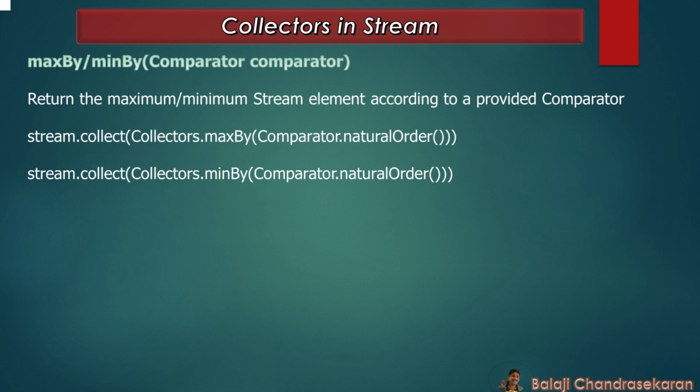The Optional object returned by these collectors allows handling cases where the stream is empty. In this example, the maxBy collector is used to find the maximum element in the stream of numbers and the minBy collector is used to find the minimum element. The naturalOrder method in the Comparator class is used to specify the natural ordering of elements.